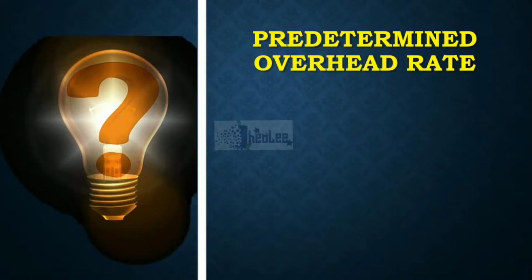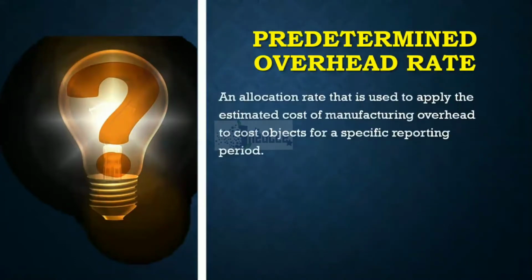Now, what is a predetermined overhead rate? Basically, it is an allocation rate that is used to apply the estimated cost of manufacturing overhead to cost objects for a specific reporting period. In simple terms, a predetermined overhead rate is a simple way of allocating manufacturing overhead to products.